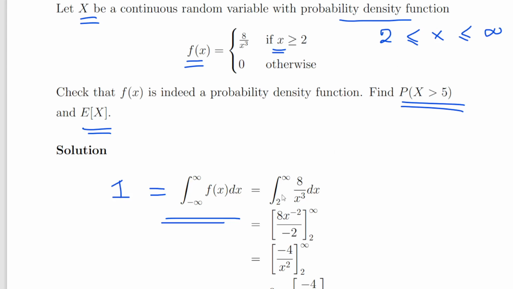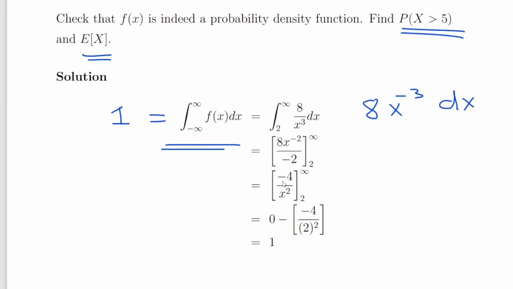Okay, so what we can do here is evaluate the definite integral from 2 to infinity of 8 over x cubed dx. Working that out, essentially we integrate 8x to the power of minus 3 dx, which gives 8x to the power of minus 2 divided by minus 2. That's a definite integral from 2 to infinity. So we simplify that. What we have there is minus 4 divided by x squared evaluated from 2 to infinity.